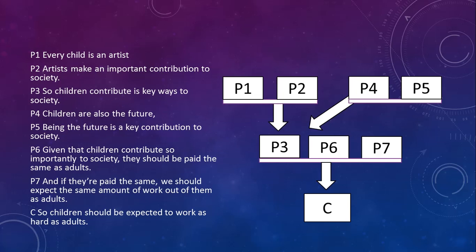Doesn't it break off after P7 because you don't have they're paid the same as a premise? Right. But that's implied, because if you say if they're paid the same, you should be expected to work the same amount, then you need the premise that they are paid the same, because that's modus ponens or whatever. Yeah. Okay, so I think if you did it that way, that should be acceptable.